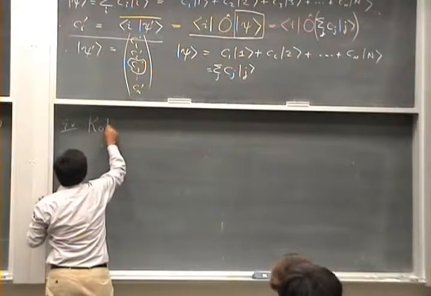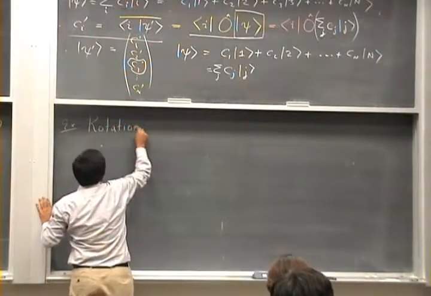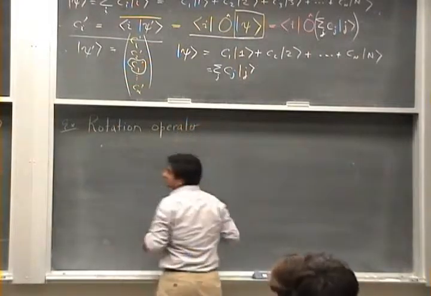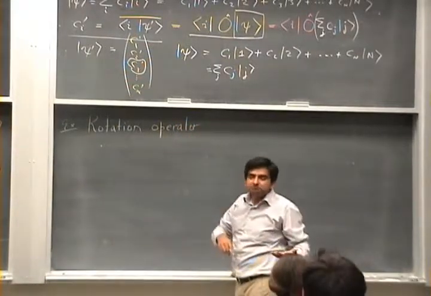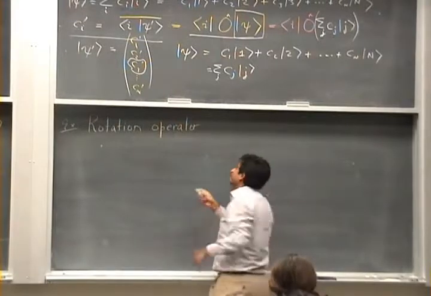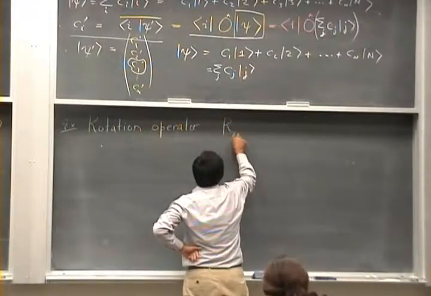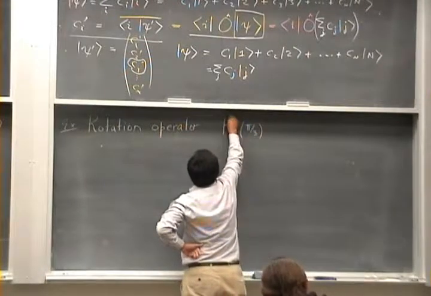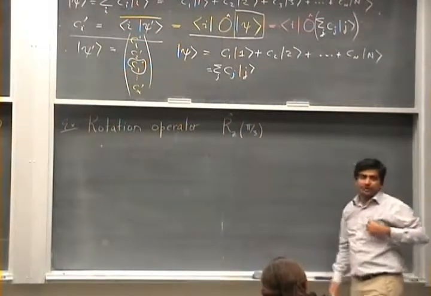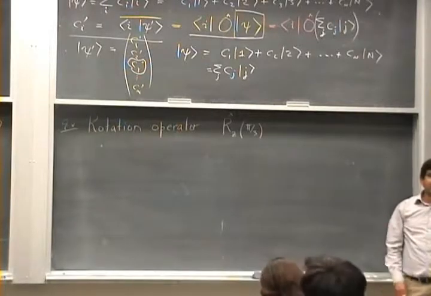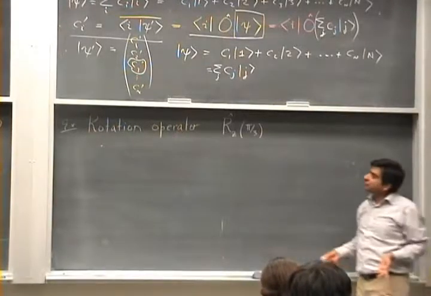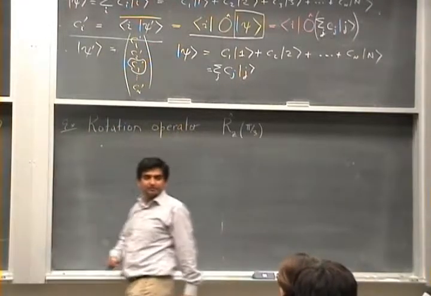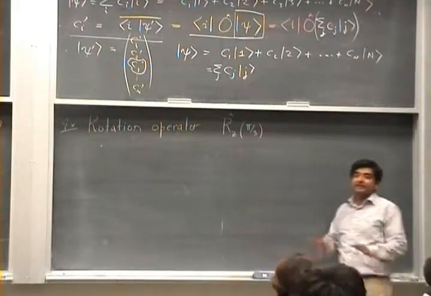Rotation operator which rotates about the z-axis by say 60 degrees. So I would like to find out the matrix representation of RZ by 60 degrees. Okay? A rotation operator. Again, it's a two-dimensional space. So I choose the same representation as I've chosen here, the same basis.